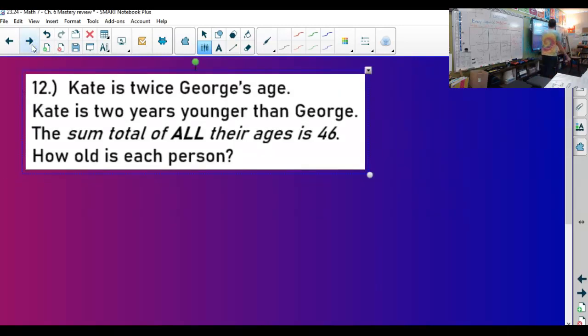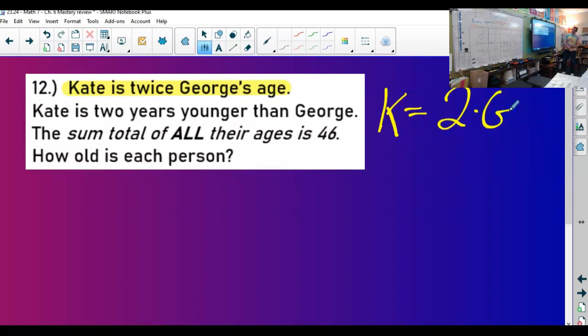Kate is twice George's age. How would we write that? That Kate is twice George's age. Yeah, it's nicer to put the times 2 in front, but you're right. Or we changed this, right? This was a typo. This was supposed to be 2.